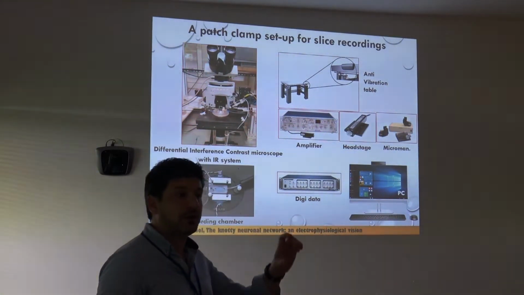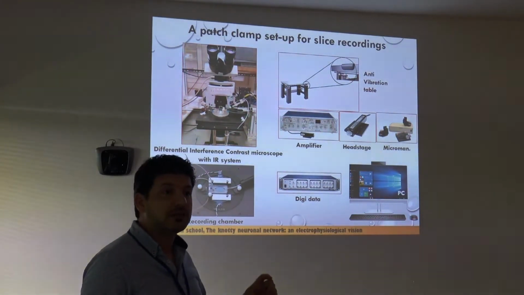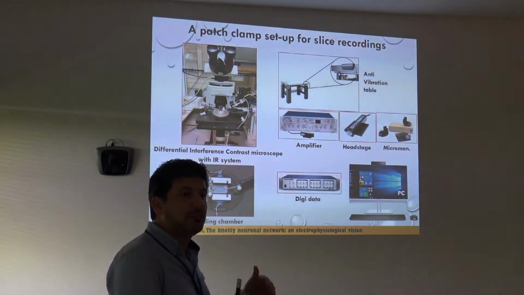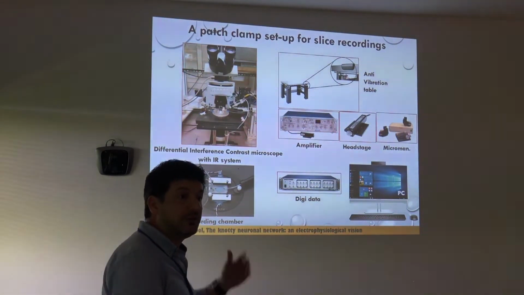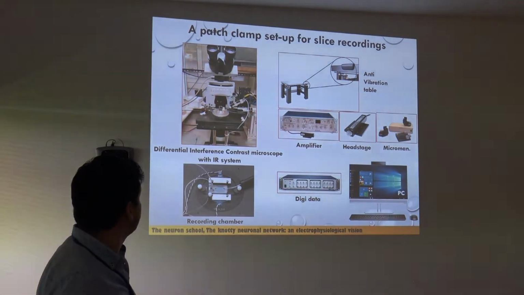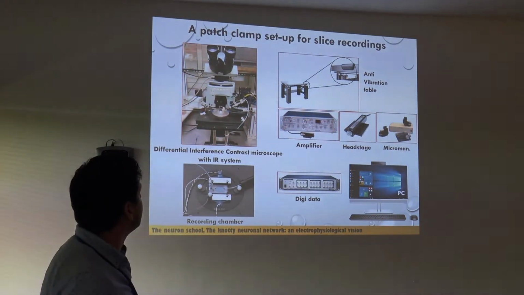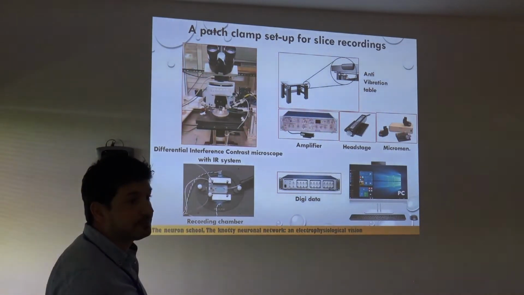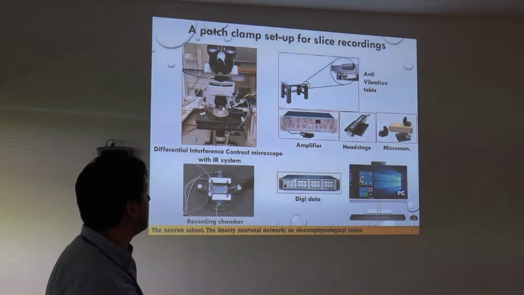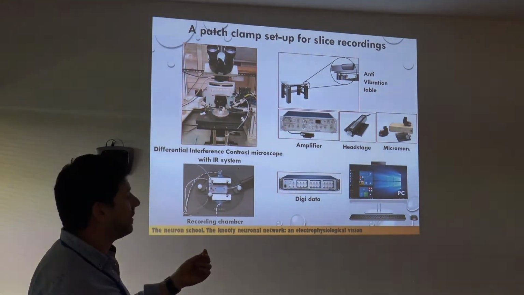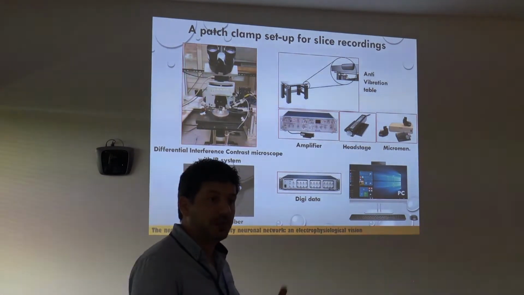We use slices of 300 micrometers, but if you need to patch a neuron in the middle of the slice, you need to go much deeper in the slice. So infrared allows you something like this. Then you have to have an anti-vibration table. Never mind, all this is not really important to remember, but you need a feedback amplifier and a head stage. This is the head stage. It's the body in which you can fix your electrode, in order to make some recordings.